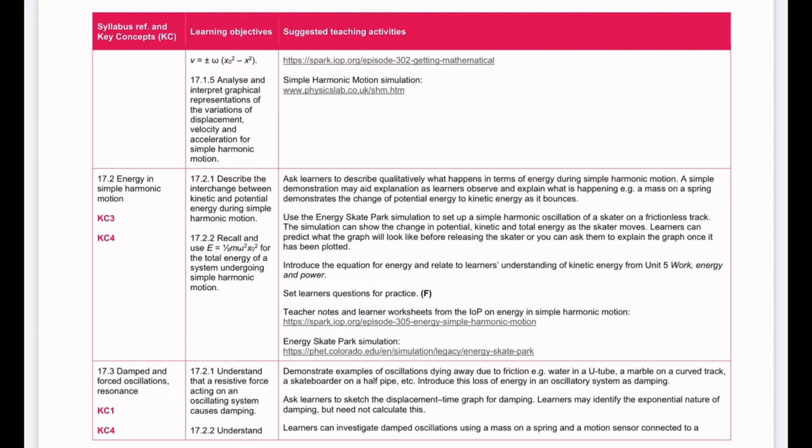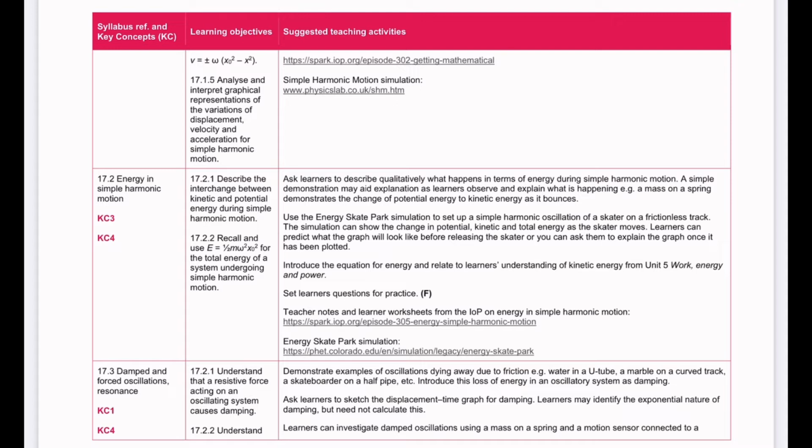17.1.5. Analyze and interpret graphical representations of the variations of displacement, velocity, and acceleration for simple harmonic motion. Key concept. 17.2. Energy in simple harmonic motion. Learning objectives. 17.2.1. Describe the interchange between kinetic and potential energy during simple harmonic motion. 17.2.2. Recall and use E = ½mω²x₀² for the total energy of a system undergoing simple harmonic motion.